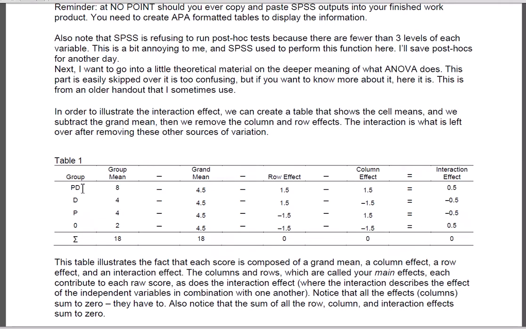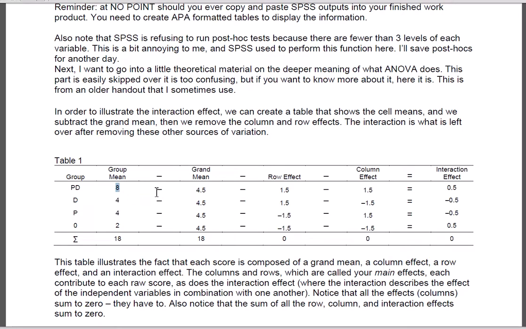What I've done here is I've taken the cell means for my 2x2 factorial ANOVA. So the group that got both psychotherapy and drugs, that group's mean is 8. The group that only got drugs has a mean of 4. The group that only got psychotherapy has a mean of 4, and the control group has a mean of 2. Now, one way to think about what we're looking at here is that the group mean, if we look at this number 8, can be separated out into its different parts.